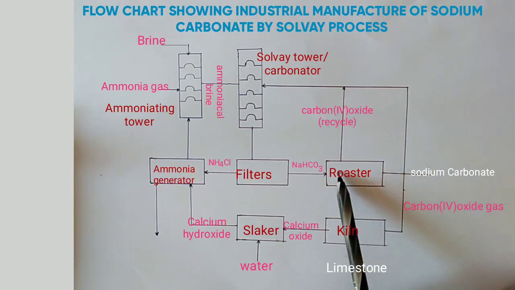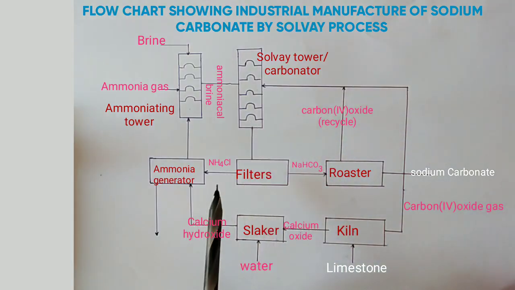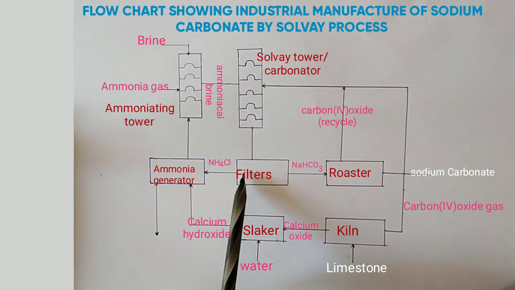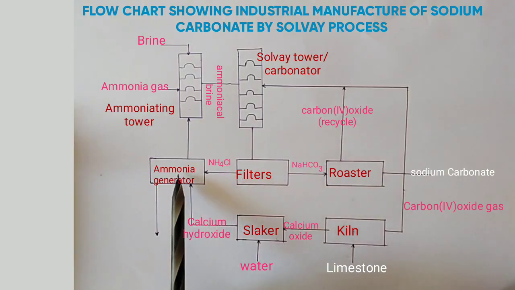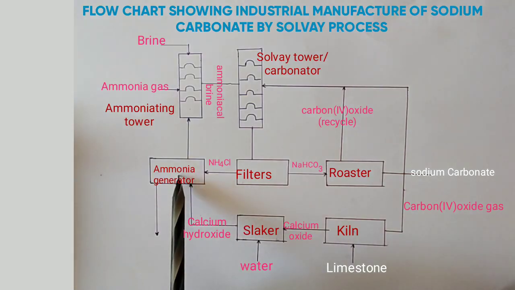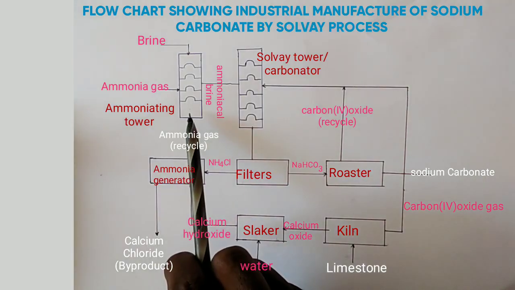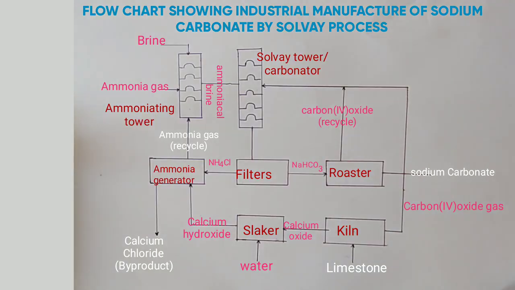The carbon dioxide is recycled back to the Solvay tower, the carbonator. Then the filtrate formed from the filter here is pumped to the ammonia generator, which reacts with calcium hydroxide from the slacker to form calcium chloride, which is a byproduct, and ammonia gas, which is recycled back to the ammoniating tower. So that is the industrial process. In this industrial process, there are two substances that are recycled, that is ammonia gas and carbon dioxide. The byproduct is calcium chloride, which is used as a drying agent in the laboratory.